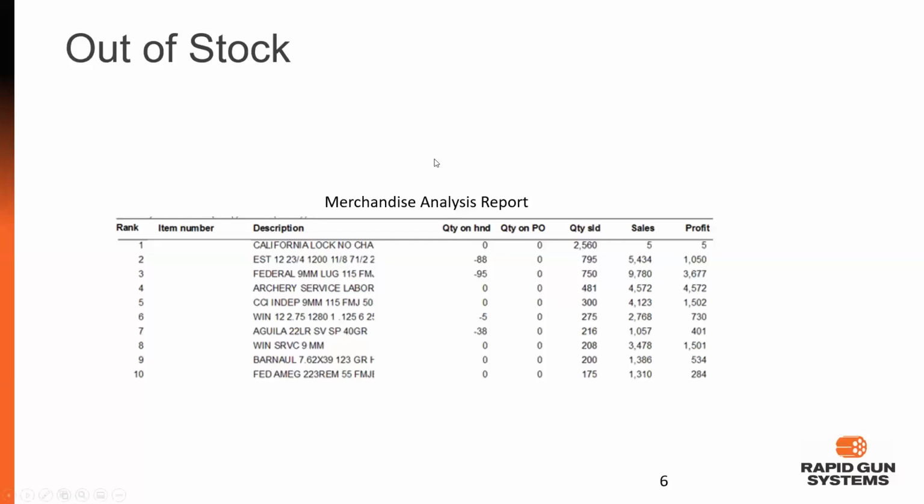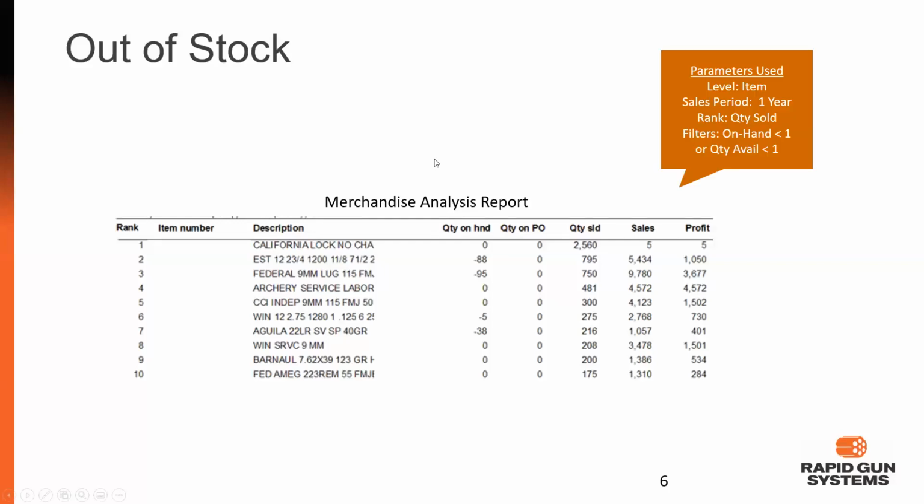All right. So with the report ran and some sample data zoomed in to be more clear visually, what we've run is an item level report for a 1-year sales period, sorted and ranked by the quantity sold, and then filtered. As I said, you could filter on hand less than 1 or quantity available less than 1. I really like quantity available, but you can do either.